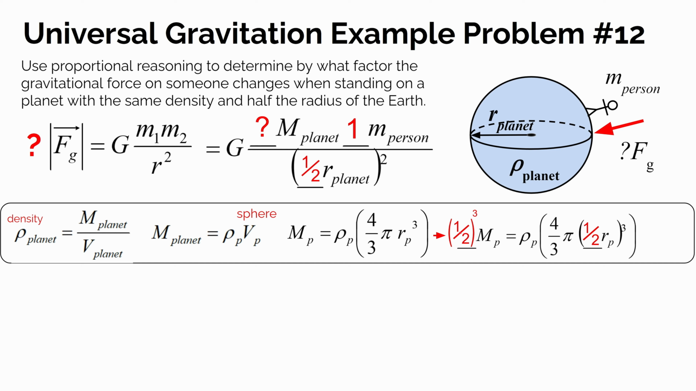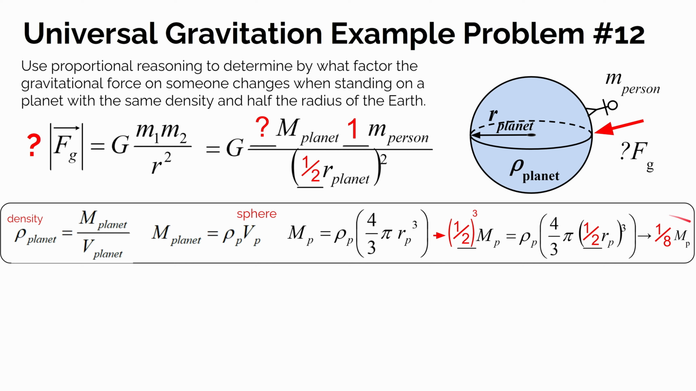That's 1/2 cubed. And what is 1/2 times 1/2 times 1/2? That's 1/8. So if you're halving the radius and you're cubing that number, the answer, in this case the mass of the planet, will change by 1/8. The mass is 8 times smaller if the radius is 1/2 the original size.